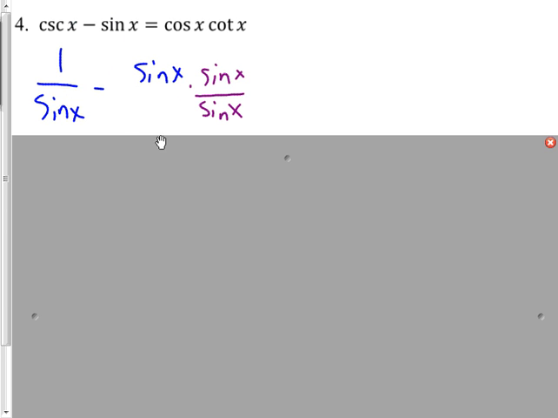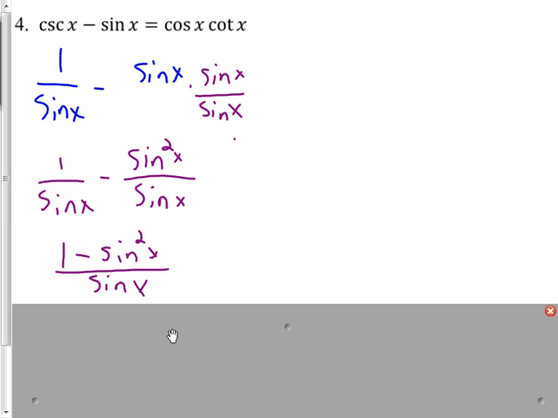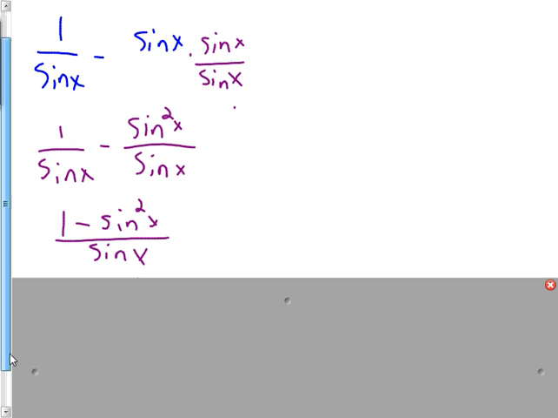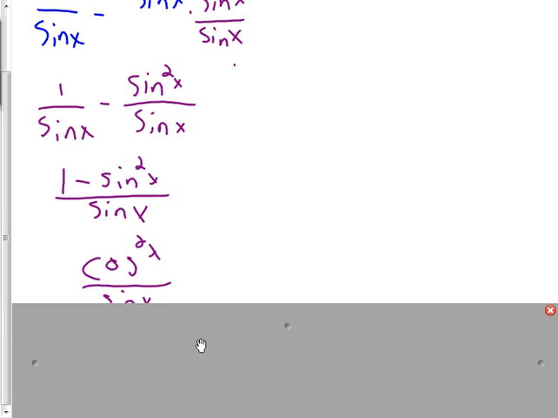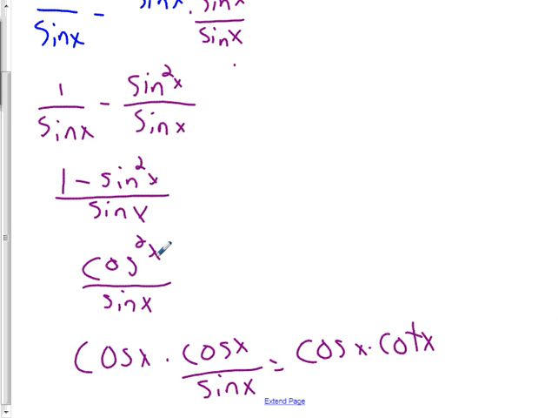So once we have a common denominator here, we end up with 1 over sine of x minus sine squared over sine of x, which gives you 1 minus sine squared of x over sine of x. Once we're seeing the 1 minus sine squared, that should click right away that is cosine squared of x over sine of x. And then this is just some fancy separating. Basically, cosine squared is cosine times cosine, and then we'll leave the sine of x down there.